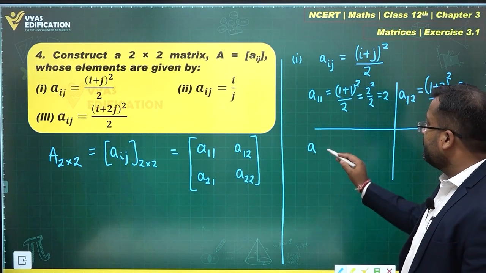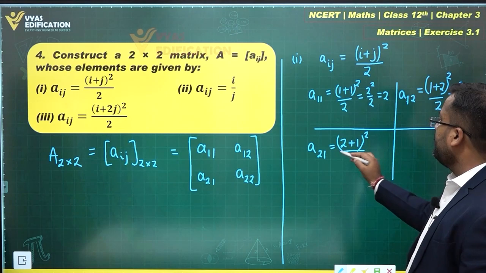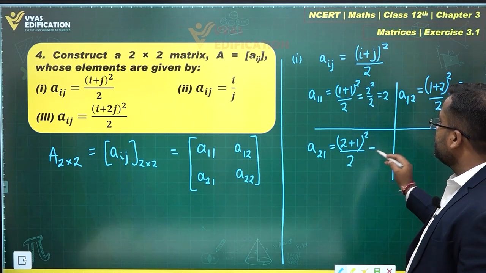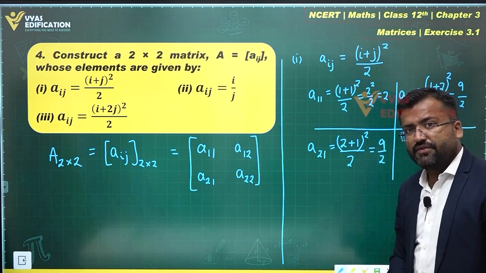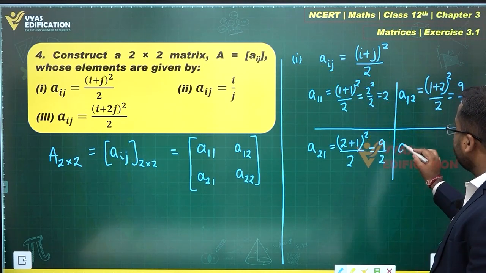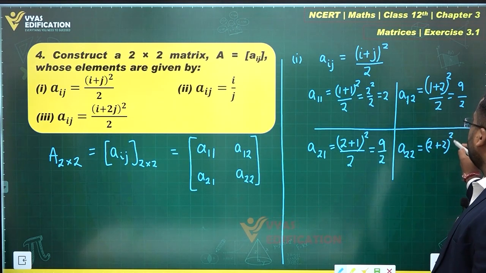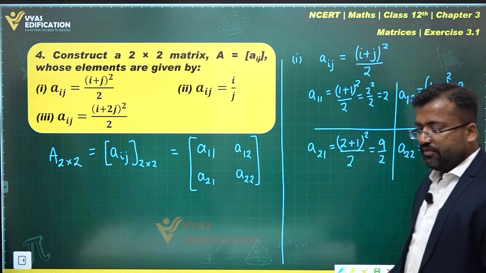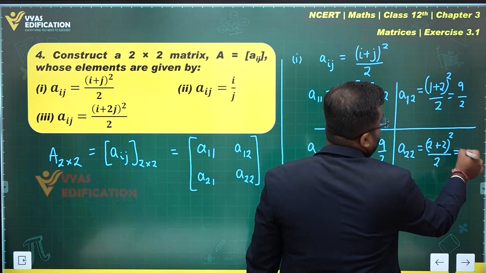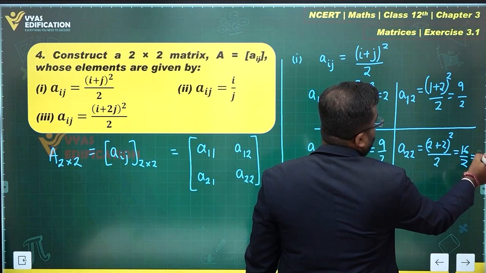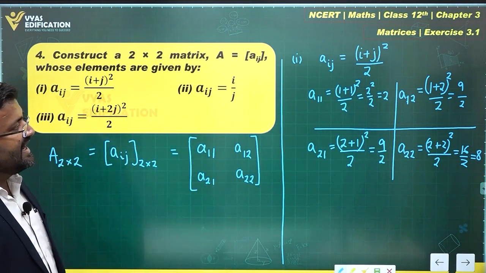And A21 is (2 plus 1) whole square by 2, that is again 3 square, that is 9 by 2, as you can observe. The last element is A22, which will be equal to (2 plus 2) whole square divided by 2. What is that? 2 plus 2 is 4. 4 square is 16 upon 2, which is equal to 8. And yes, those are the elements.